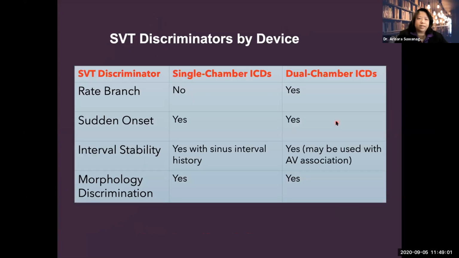So the SVT discriminator by the device uses many criteria to meet the diagnosis. They begin with the rate, looking at the onset, stability, and morphology discrimination. If you have a dual chamber ICD, you can see whether there is an association between the rate of the atrium or ventricle or not. But if it's only a single chamber, you cannot use this one. You have to use other criteria to help decide whether it's an SVT or VT.